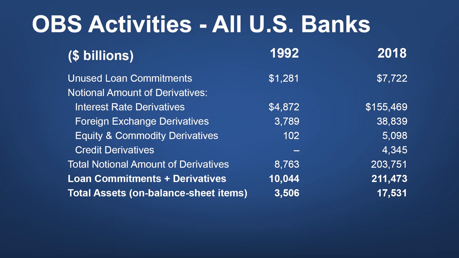While notional amounts don't mean much, the growth rates are actually meaningful. Loan commitments have grown more or less in line with the bank balance sheet in the past 30 years, about a 5x increase. Derivatives have shown explosive growth during this time period. Growth has been by a factor of 20.